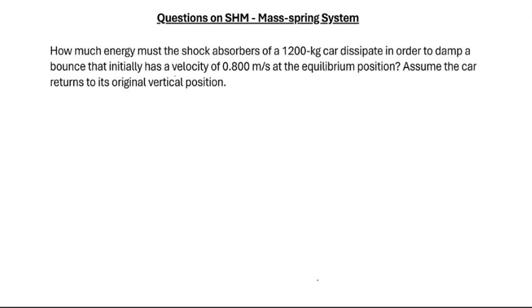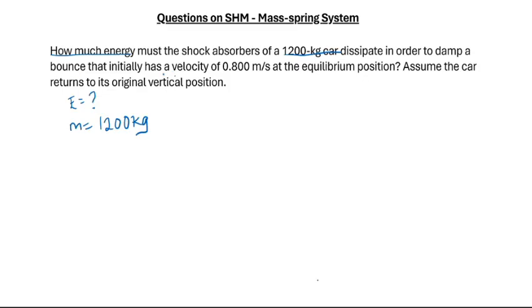This is another question. How much energy must the shock absorber of a 1200 kg car dissipate in order to damp a bounce that initially has a velocity of 0.8 meter per second at the equilibrium position? Assume the car returns to its original vertical position. Now, let's list out the parameters. They asked how much energy, so we are looking for the energy. The shock absorber has this mass, M equals 1200 kilogram.